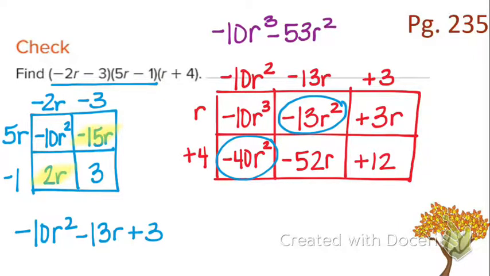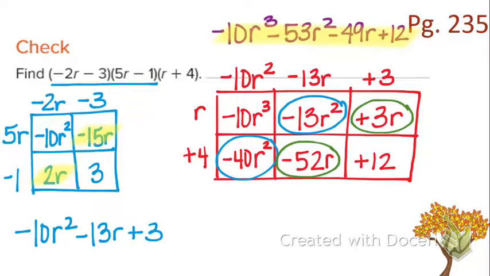And then we're going to add our r powers, r to the first. So 3r and negative 52r would be a negative 49r. And then lastly is that 12 that didn't have a like term. And that would be your final answer.